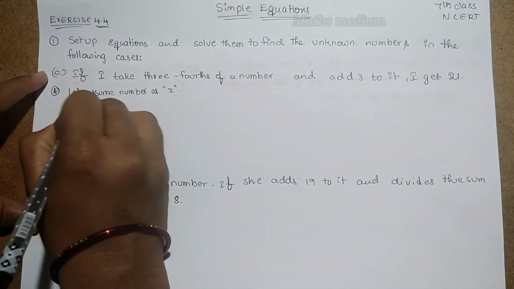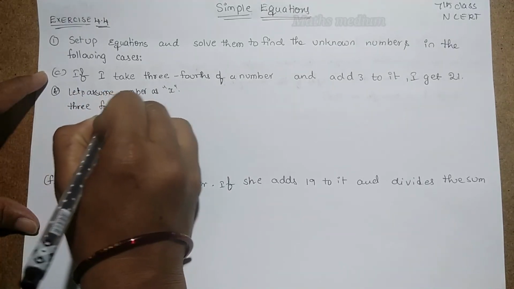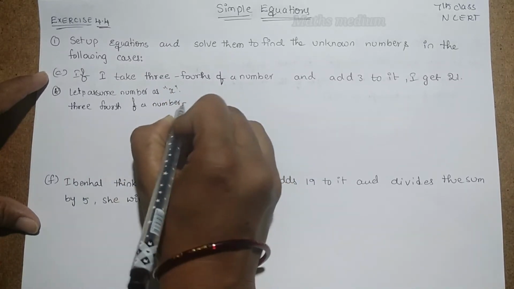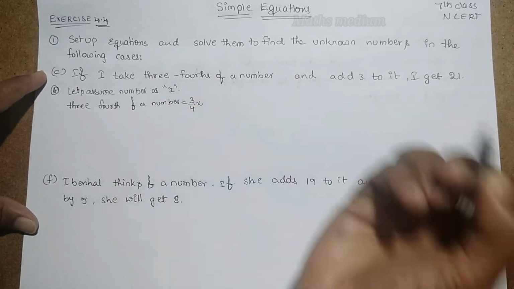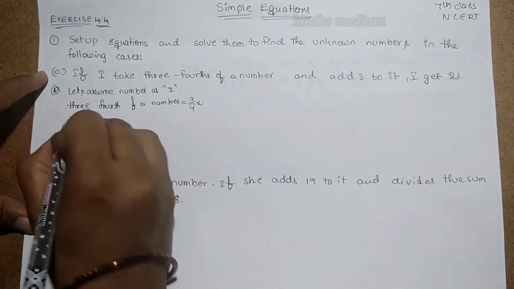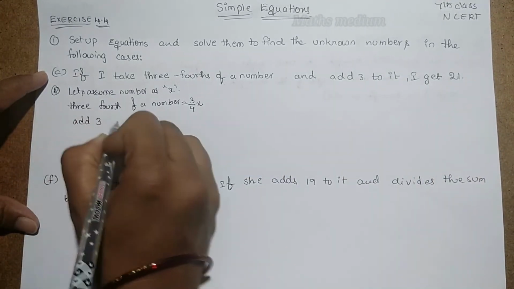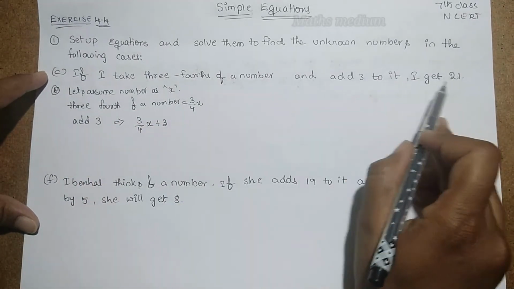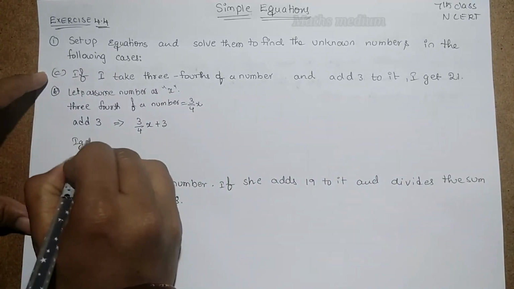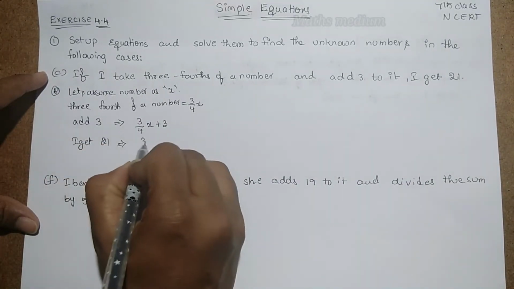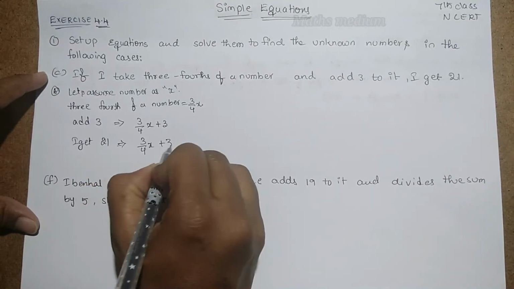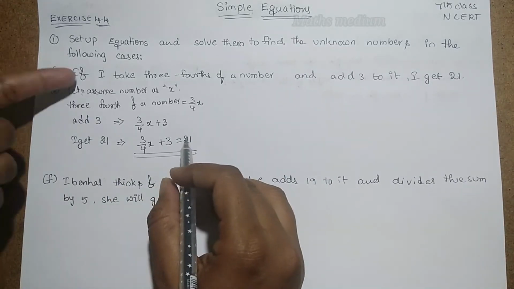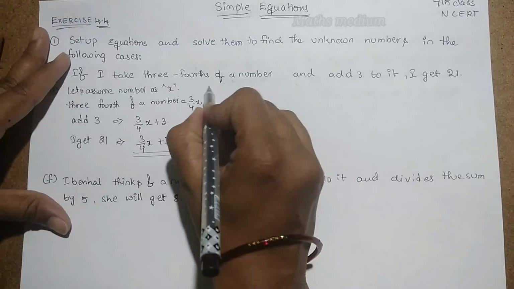I take 3/4 of a number, so 3/4 of x, and add 3 to it. So we get an expression 3/4x plus 3, and I get 21. It means 3/4x plus 3 is equal to 21. So this is the equation we get from this statement. Now we have to solve the equation.